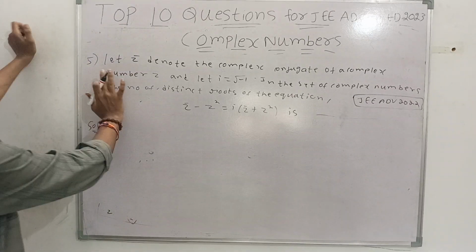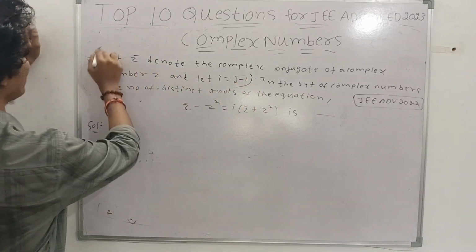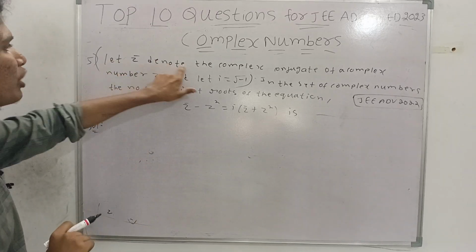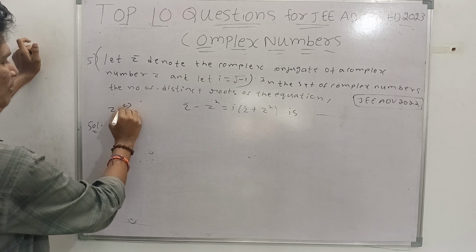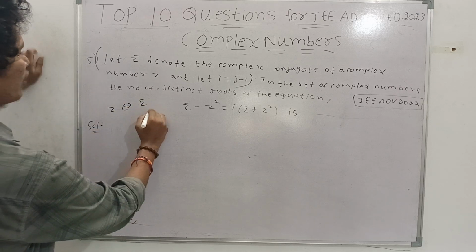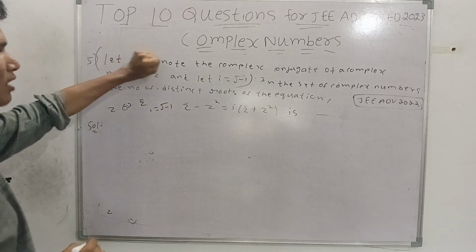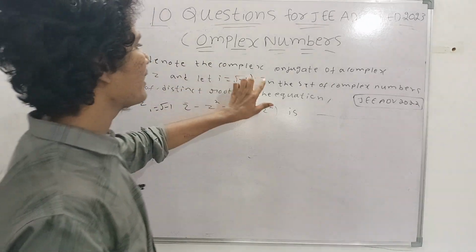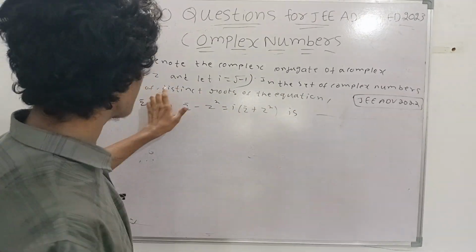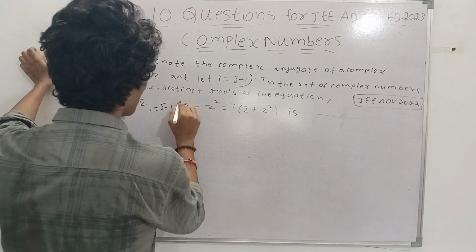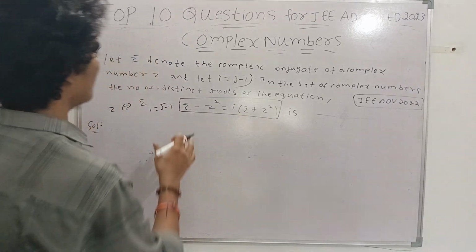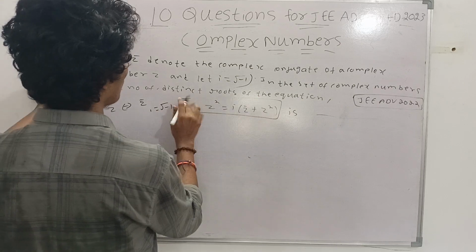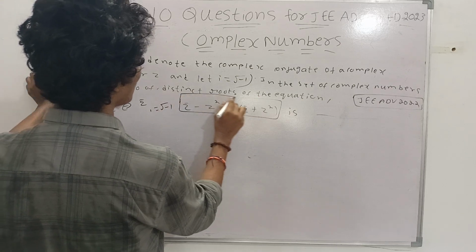Let's solve this, guys. Up to here you already know, there is nothing to explain. Let z bar denote the complex conjugate of a complex number. We already know if z is a complex number, the conjugate is z bar. And we already know iota equal to root minus 1, so no need to bother about this. Next, in the set of complex numbers, the number of distinct roots of the equation. They gave one equation and they are asking how many distinct roots are coming for this equation.